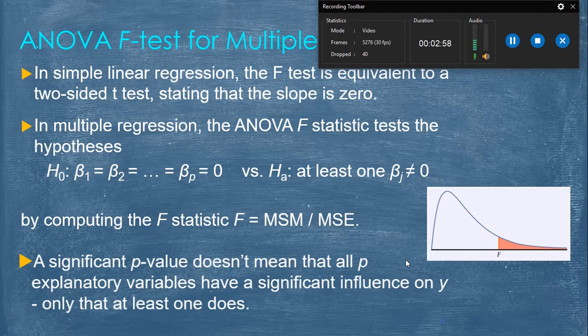When we look at our ANOVA table, we will have a list of p-values. Some will have significance and some will not. But basically, we're stating that at least one does have some kind of influence on our response variable y.